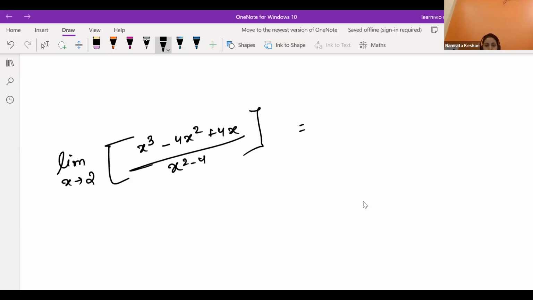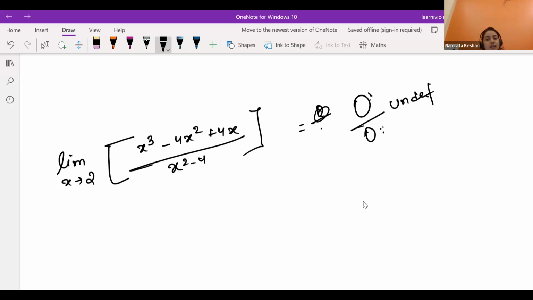Ma'am, it's 0. 0 by 0? Is it 0 by 0? No, ma'am. Then it is approaching 0. The final answer is 0. It is 0 by 0. Yes, ma'am. Whenever it is 0 by 0, which is called undefined, okay, it is called undefined.